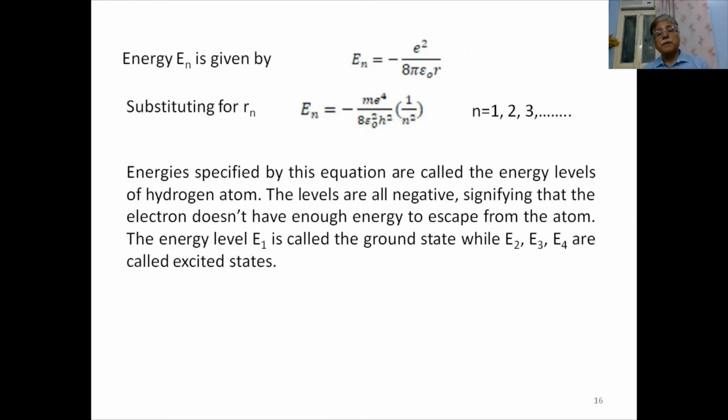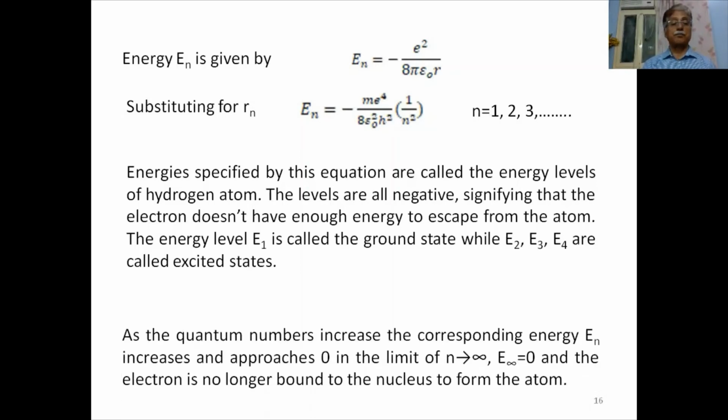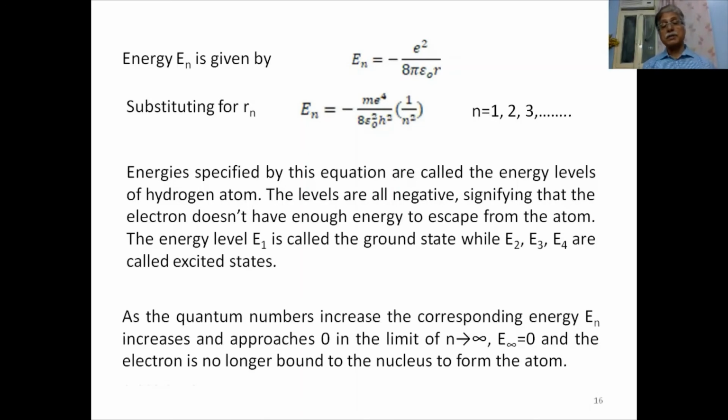The energies specified by these equations are called the energy levels of the hydrogen atom. The levels are all negative, signifying that the electron does not have enough energy to escape from the atom. The energy level E1 is called the ground state, and E2, E3, E4, etc. are called the excited states. As the quantum number increases, the corresponding energy E_n increases and approaches 0 in the limit of n tending to infinity. For n equal to infinity, E_n is equal to 0, and in that case, the electron is no longer bound to the nucleus to form the atom.